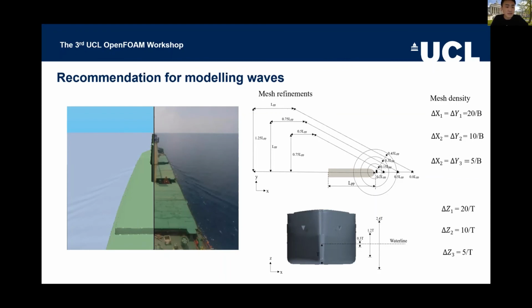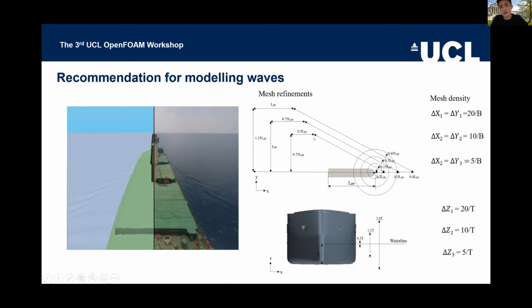The left-hand side is the simulation I did, and the right-hand side is the sea trial photo, and you can see the wave pattern compared quite nicely. This is very important because the wave force is really important for the ship resistance. So how do we model this wave force correctly?